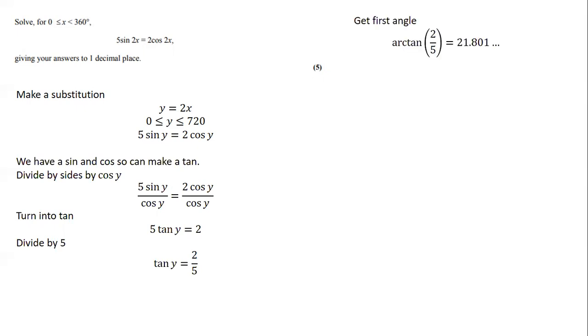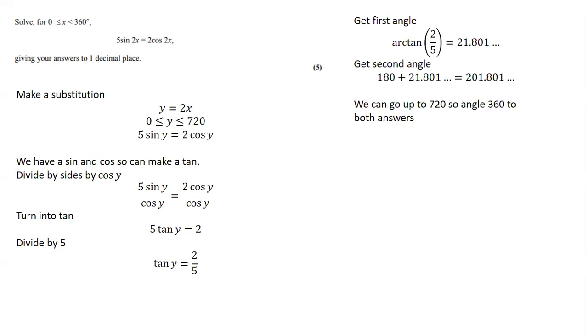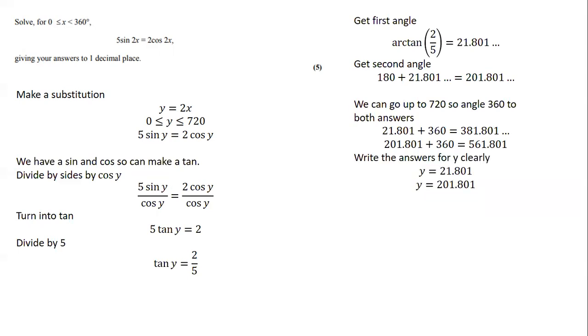So you get the first angle: arc tan gives 21.01. Add 180 to that to get the second angle for the tan. Now we check the region, so it's 0 to 720. We can definitely add 360 to both answers to get more answers. So 381 and 561. There are the answers for y, so I'm just going to write them clearly. There are 4 answers for y.